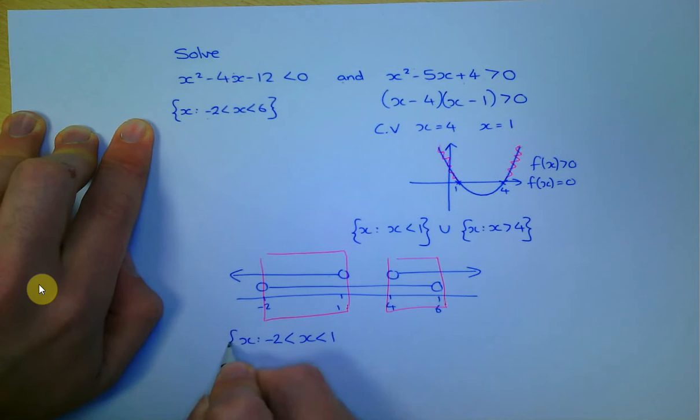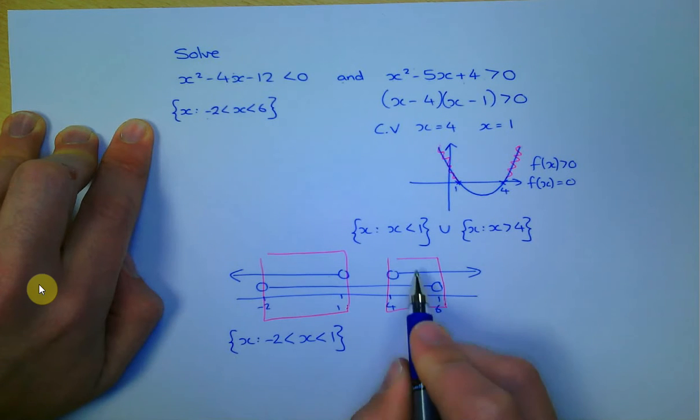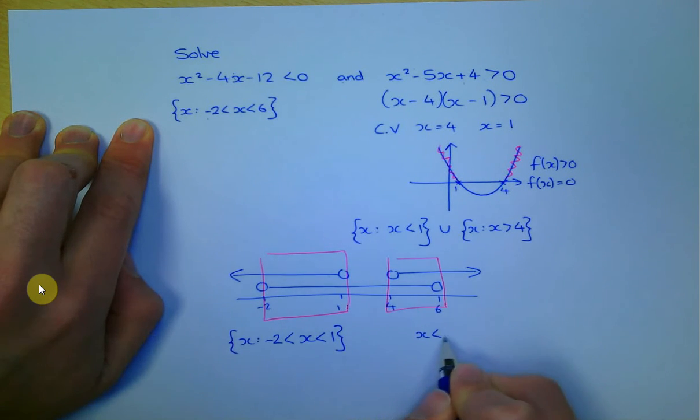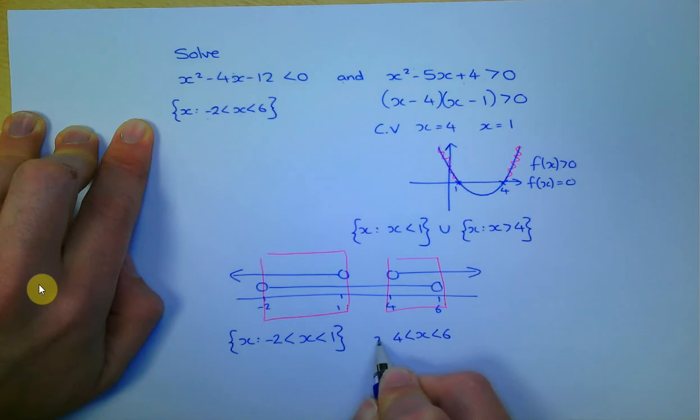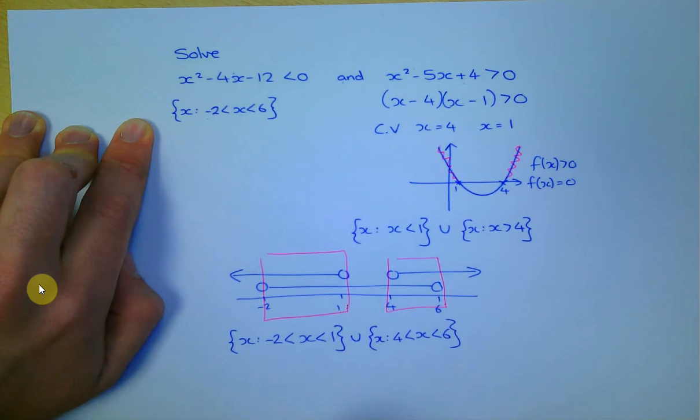Let's set notation. And we've got the same thing here. So all these values, well, between 4 and 6, not inclusive. So not inclusive. That works for this inequality and this inequality. And we can unionize those together.